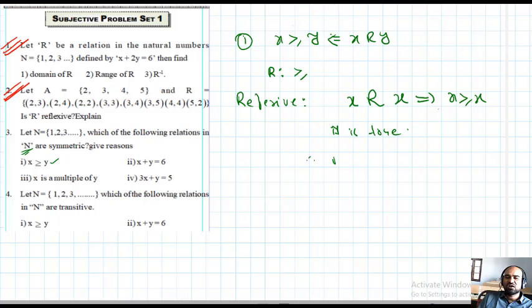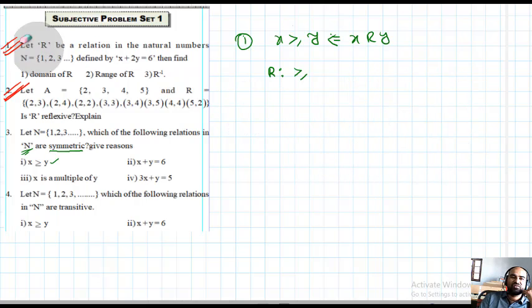Therefore, R is reflexive. So, first one is reflexive. Oh, sorry, symmetric, no? Actually, you need to check for symmetric. I checked for reflexive. In this way you can check. Now the problem is symmetric. Okay, for checking for symmetric.